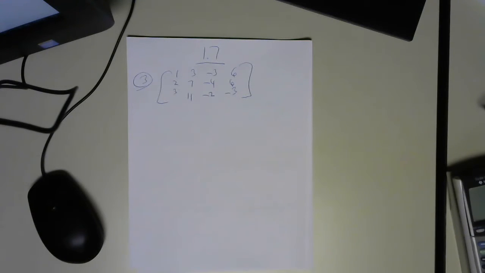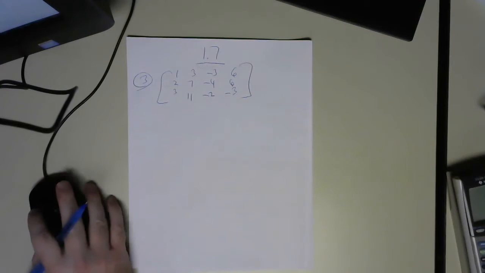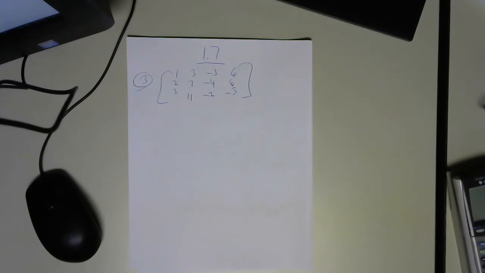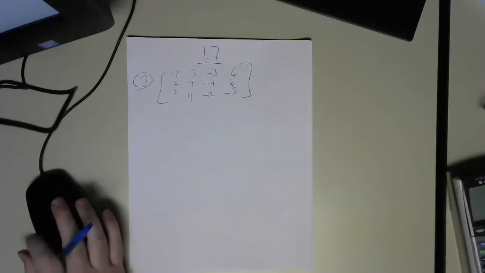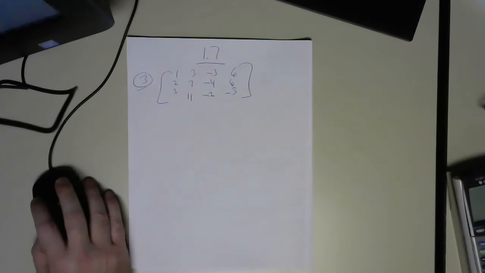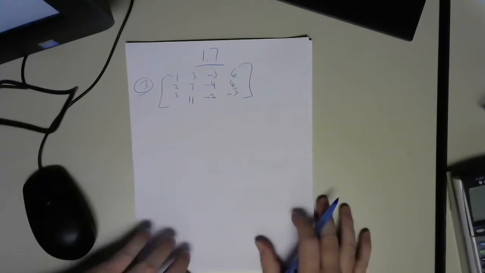Okay, number 3 of section 1.7. Let's read the instructions. Determine if the columns of the matrix form a linearly independent set. Okay. Well, what does that mean?